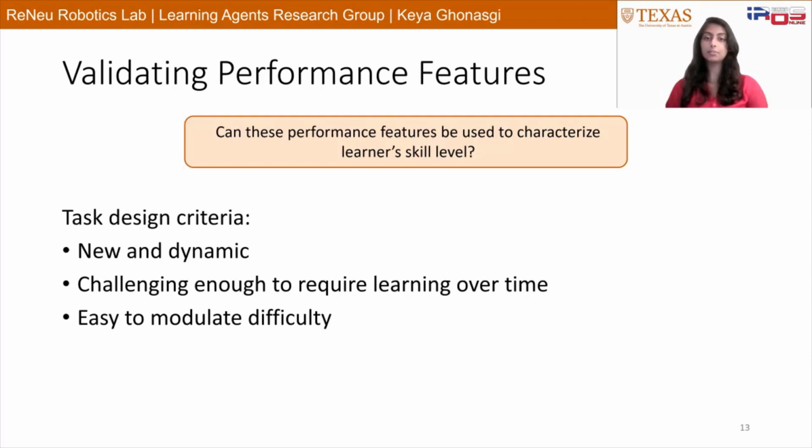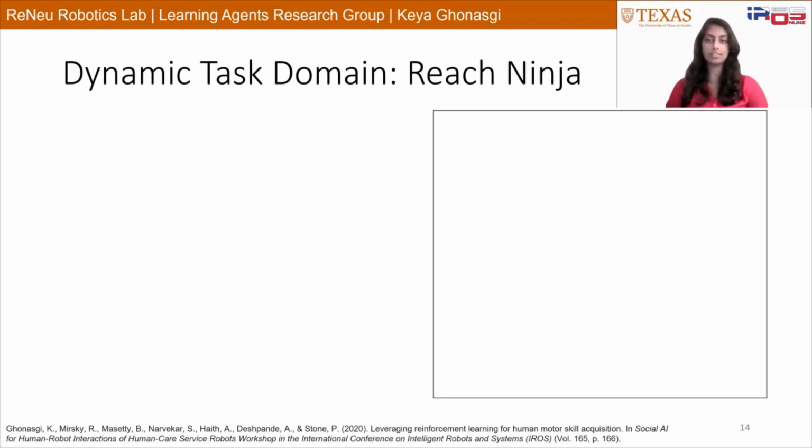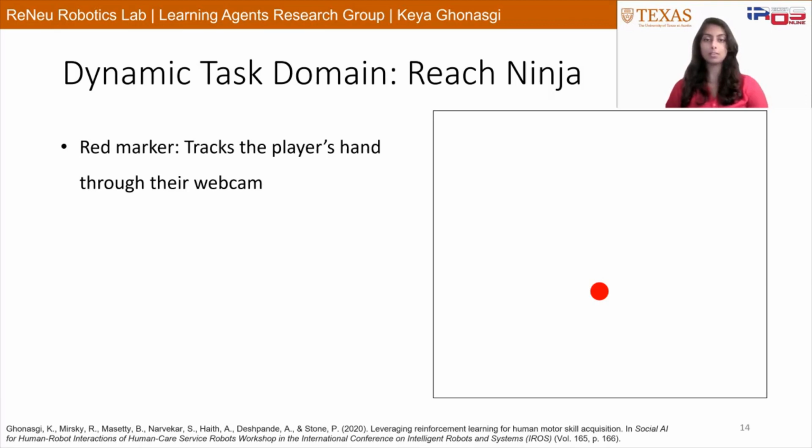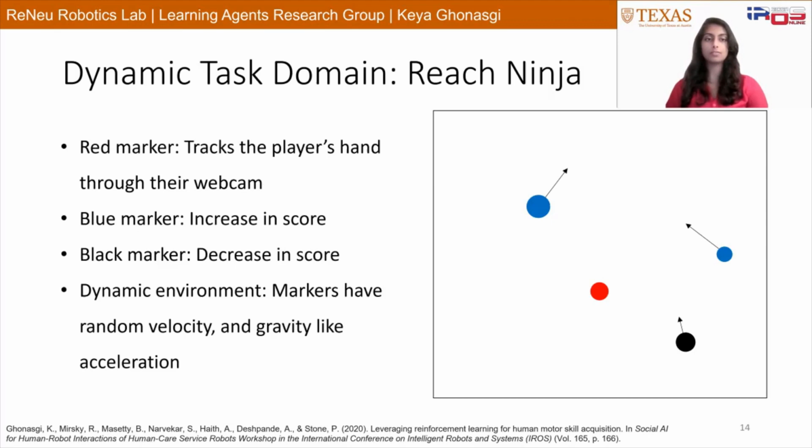We created the new task domain, Reach Ninja, to enable our study of human learning. The learner's webcam is used to track their hand movement, which is displayed on screen as a red cursor. Blue and black markers are imparted an initial velocity and appear as 2D projectiles from the bottom of the screen. The player's goal is to get to a maximum score by hitting the blue markers, which return a positive score, and avoiding the black ones, which return a negative score within a fixed time frame.